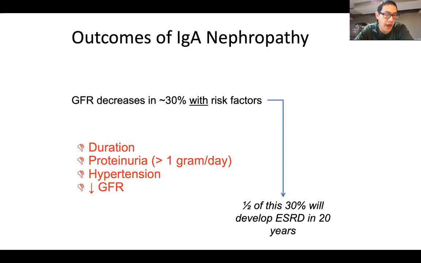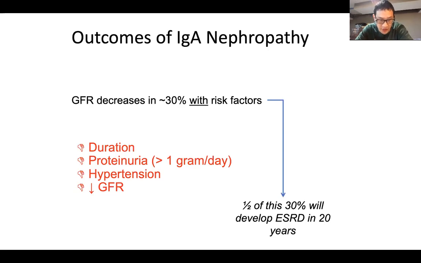So patients who have risk factors, let's say they have proteinuria of more than 1 gram a day or hypertension, even those patients are not guaranteed to end up on dialysis. If you look at those patients who have those risk factors over 20 years, only about 30% will end up on dialysis. Okay, so it's a real slow progressive disease. And there are hopefully some things that we can use to alter that course over 20 years.